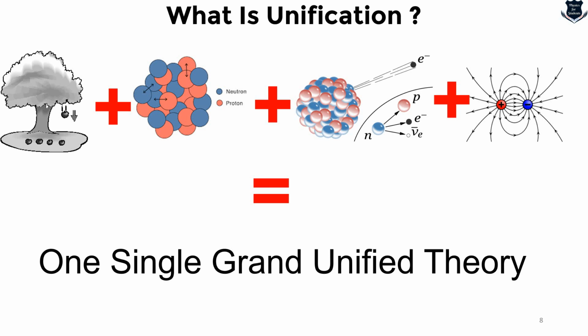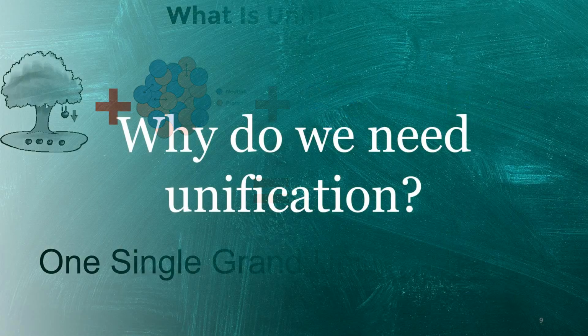So till this part of the video, what we have looked at is human evolution, how primates evolved, how the brains evolved, how the lifestyle and everything evolved, and with that the human mind started to recognize the forces of nature. The basic aim of physics and all science is to find one single grand unified theory which will combine all the four fundamental forces of nature. We call them fundamental because these things cannot be further divided. Now that we have understood what unification is, the question is why do we need unification at all, coming up in the next part of the video.